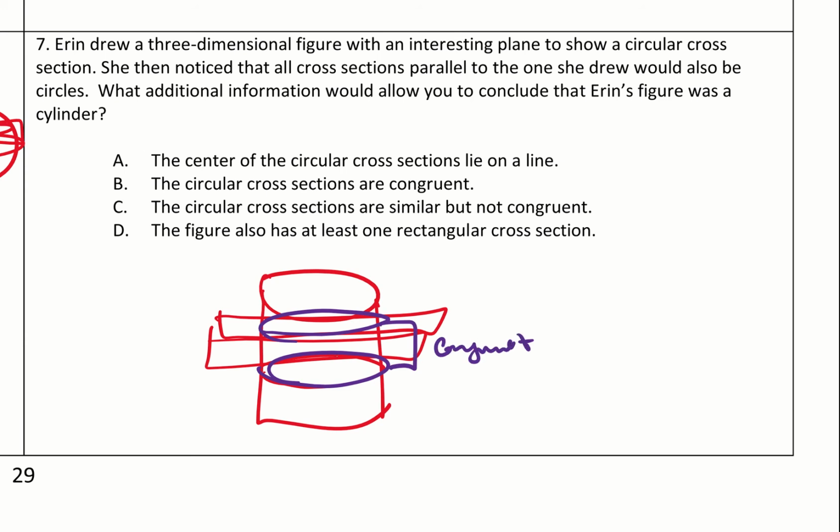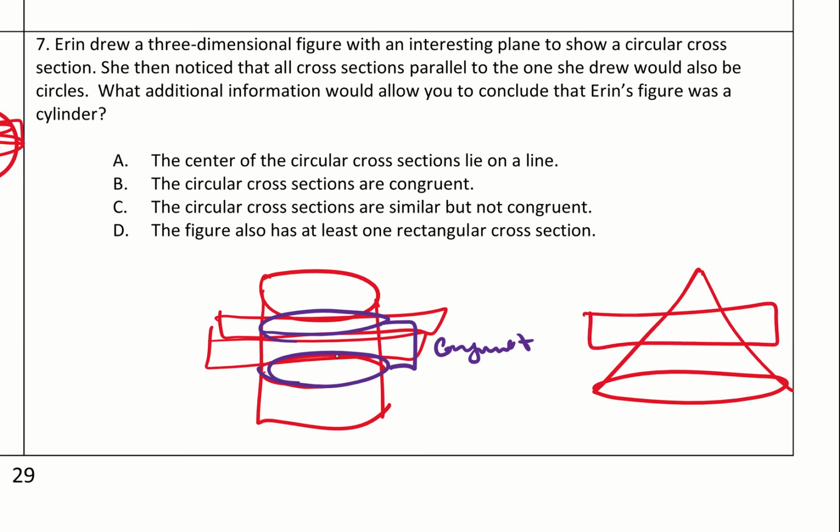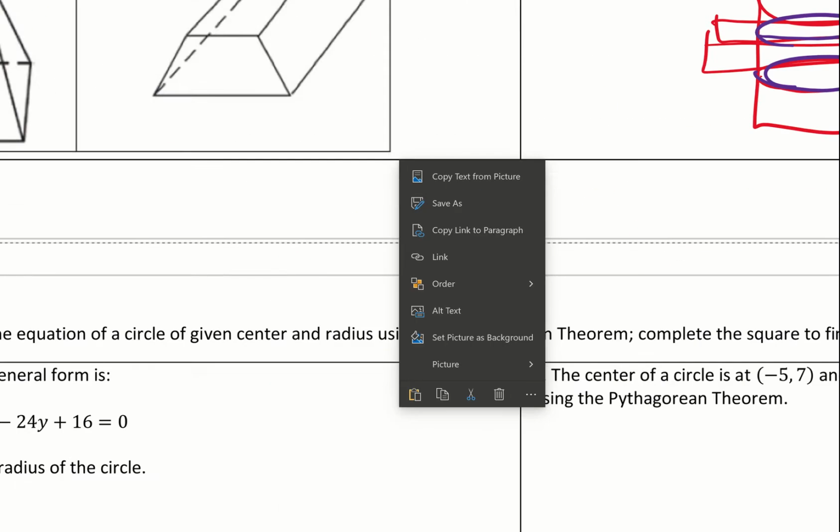Now, if I were to do this for a cone, notice that the cross-sections are also circles, right? If I were to do a cross-section here or a cross-section here, that's a circle, and this is a circle. However, those circles are not congruent. They're similar, but they're not congruent. So for a cone, the circular cross-sections are similar. For a cylinder, the circular cross-sections are congruent. So for it to be a cylinder, the circular cross-sections must be congruent.